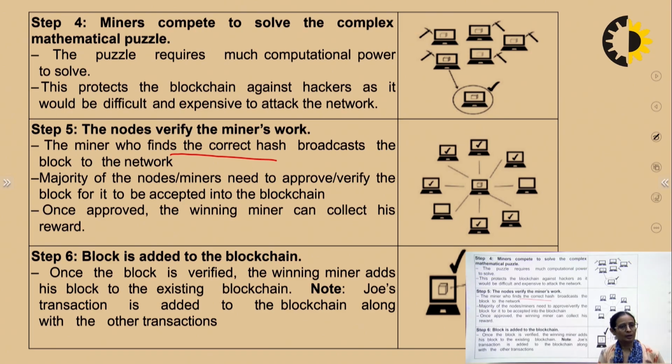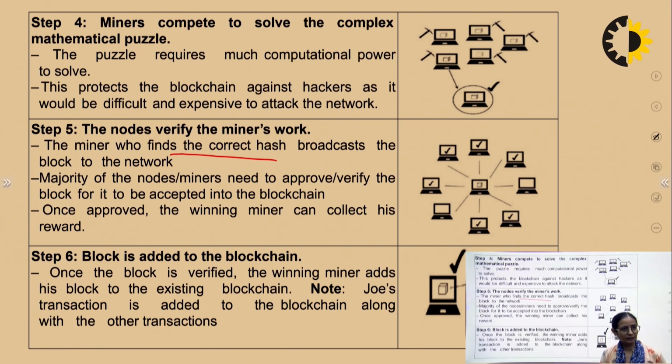There are various kinds of consensus algorithms. Proof of work is one of them. In proof of work, we are provided with a puzzle and we need to find a correct hash value. Once the miner has found the correct hash value, he broadcasts it to the network. Other miners need to approve or verify the block for it to be accepted into the blockchain. Once all the miners approve, the winning miner can collect his reward and the block gets added. That is what we do in step 6.